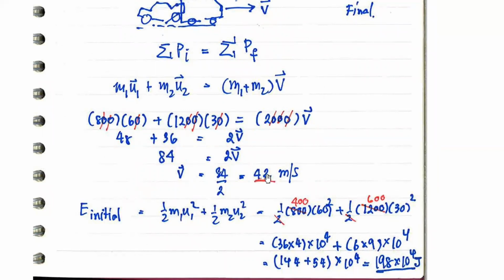So let's take a look at whether this is an elastic or inelastic collision. The initial energy is 1/2 m1 u1 squared plus 1/2 m2 u2 squared, and that is 1/2 of 800 times 60 squared plus 1/2 of 1200 times 30 squared. So you get to cancel the 8, you get 400.